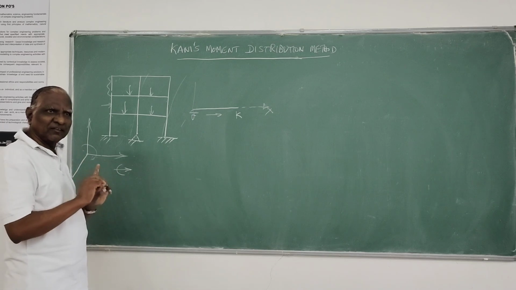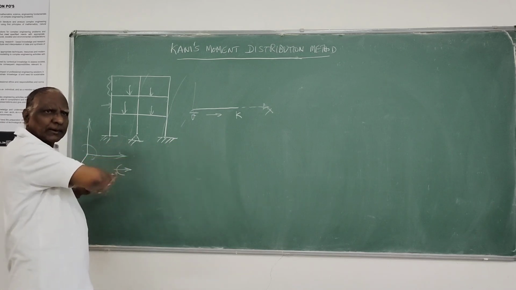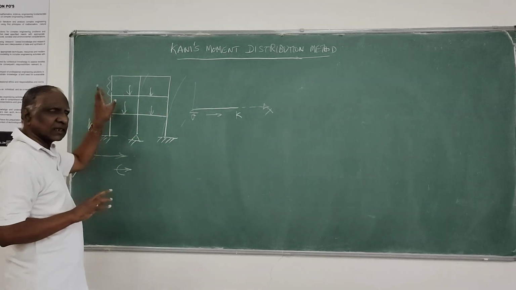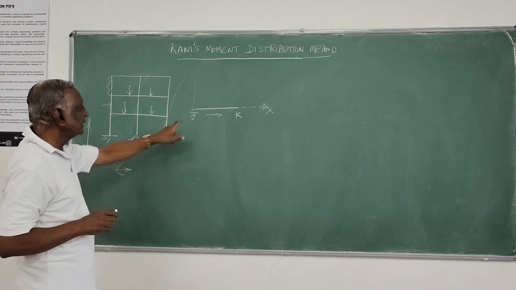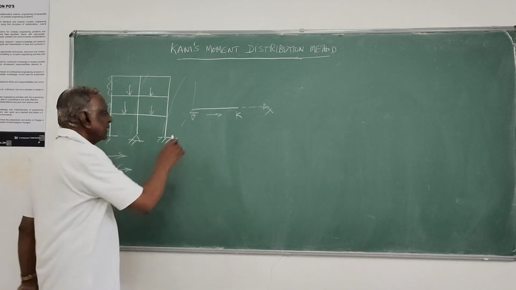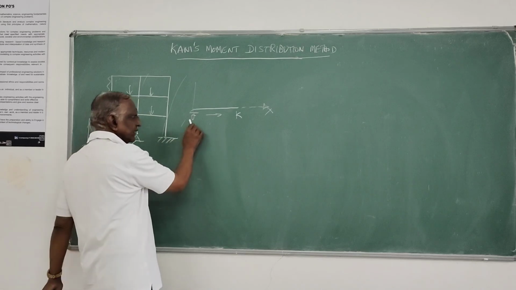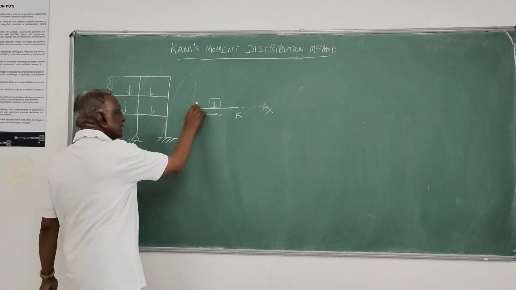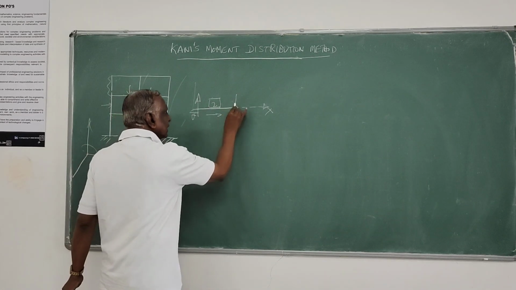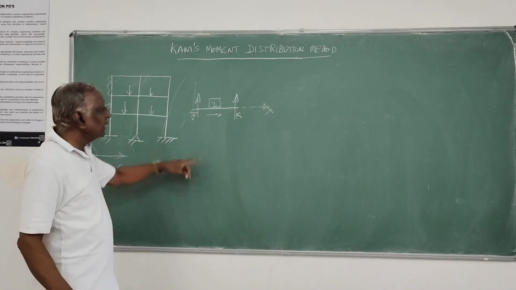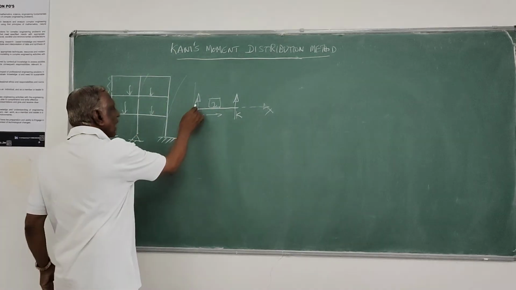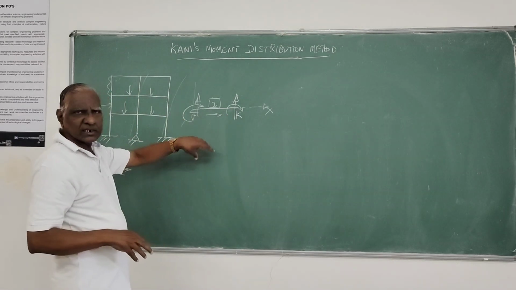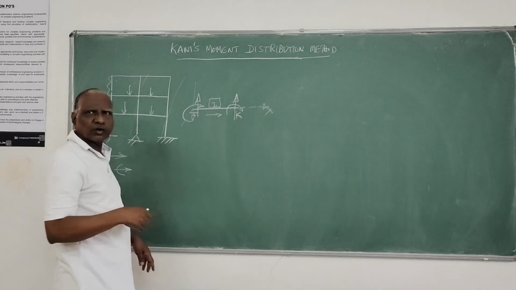So you have to be very, very careful. And we are not talking about any inclined member analysis here. Only orthogonal members we are considering. If you take any member, it has two ends, that is J end and K end, and the member you can call it as I. It can have one translatory displacement normal to the axis of the member, and another rotatory displacement, that is angular displacement, taken in the clockwise direction.